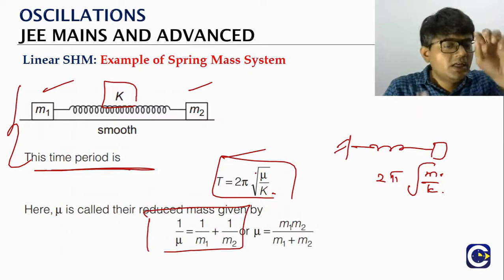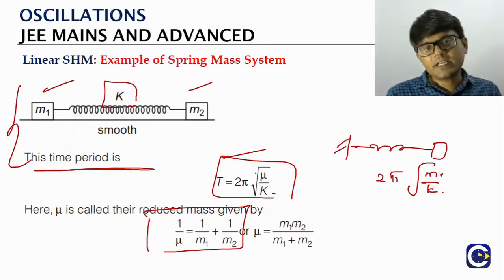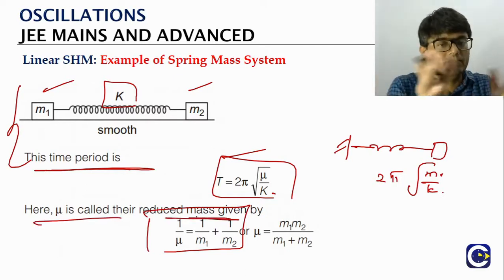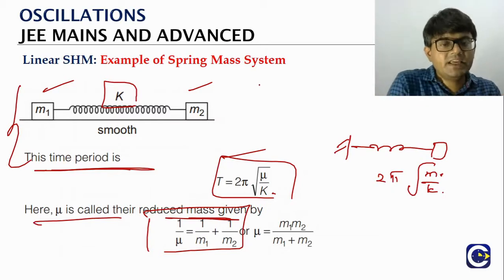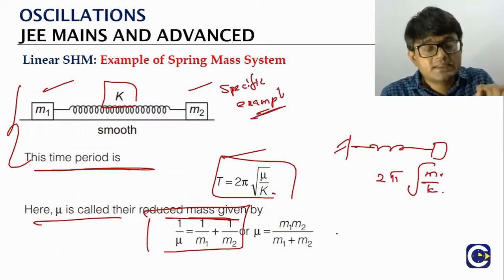Again I am saying, that detailed derivation we are not going through here. We will cover it in the full chapter video. What is this mu? This mu is going to be called the reduced mass of both these objects. It's a very specific example. How do you get the reduced mass?